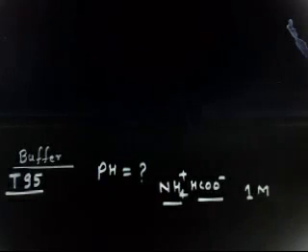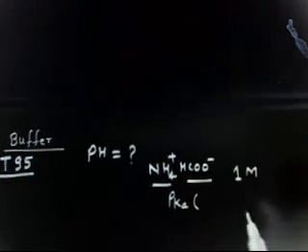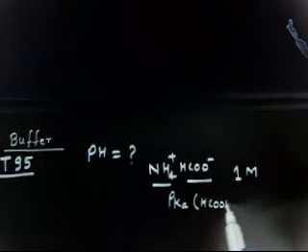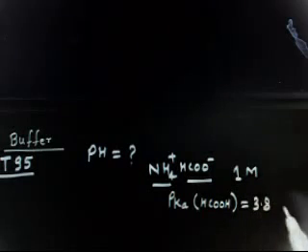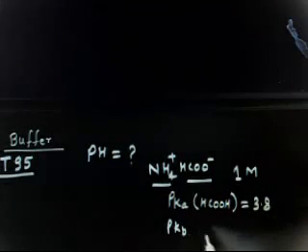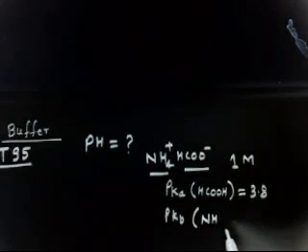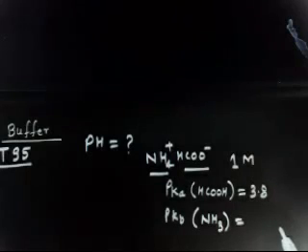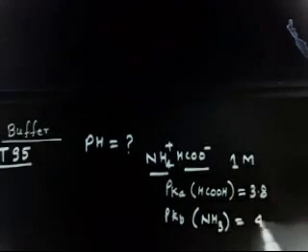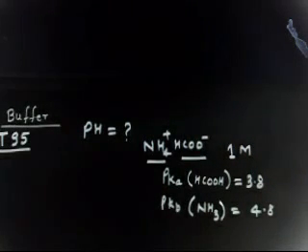pKa for formic acid is another thing that is given. So pKa, and this is for formic acid, that is HCOOH. This is also given to you, 3.8. And pKb for ammonia is given to you, 4.8. So you have to calculate the pH of the solution assuming complete dissociation.